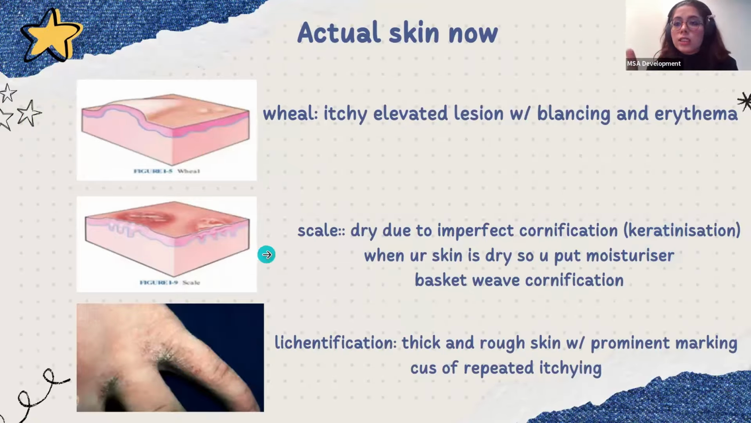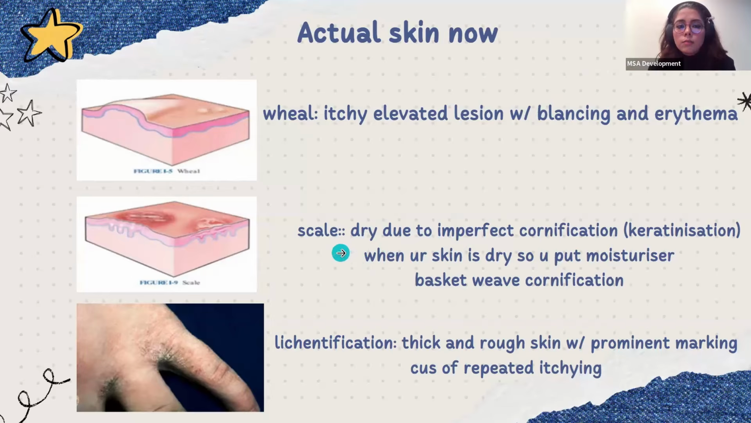Then you have the itchy stuff. You have something called a wheal. It's an itchy elevated lesion with blanching and erythema. Blanching is when you take a glass and put it on; if it goes away, it goes away, and then you take it back, it comes back. That's what blanching is.